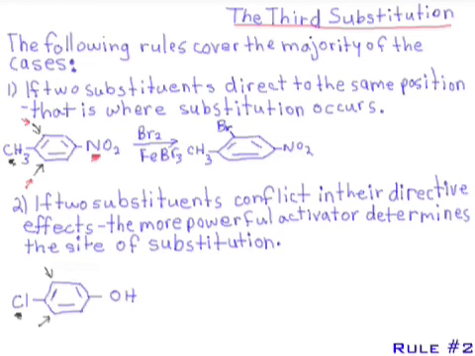Where is the OH directing? OH is also an ortho-para director. It can't substitute para because there's a chloro, so it can substitute ortho to the OH. OH is directing to either of the red positions. Chloro is directing to either of the black positions. There is a conflict. Where does substitution occur?